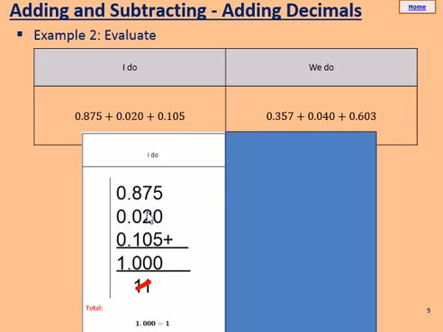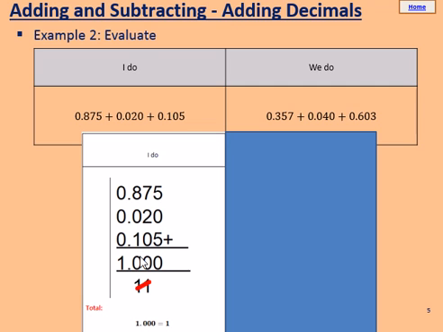7 add 2 makes 9, add 0 makes 9, but we still have to add this 1 at the bottom. So 9 from these 3, add this 1 makes 10. So again, we're going to have another 0 and we're going to carry another 1. 8 add 0 add 1 makes 9 once again, and we still have to add this 1 at the bottom, so that makes another 10.